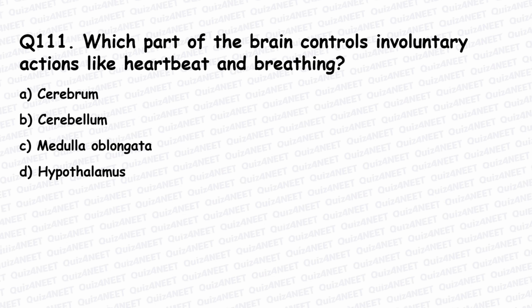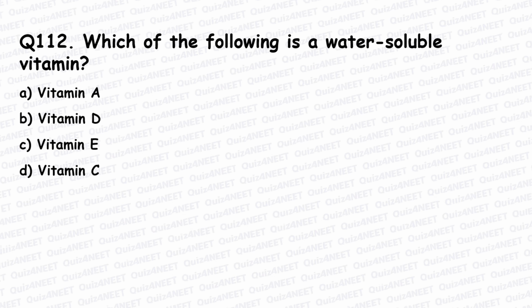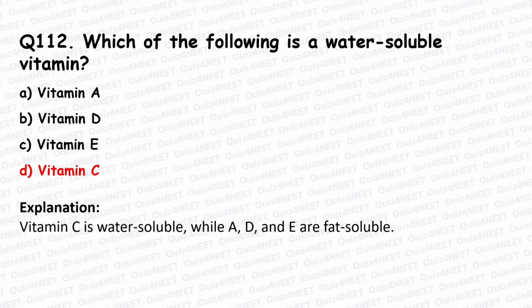Q111. Which part of the brain controls involuntary actions like heartbeat and breathing? A. Cerebrum, B. Cerebellum, C. Medulla oblongata, D. Hypothalamus. Answer C. Medulla oblongata. Explanation. The medulla oblongata controls involuntary activities like heartbeat and respiration. Q112. Which of the following is a water-soluble vitamin? A. Vitamin A, B. Vitamin D, C. Vitamin E, D. Vitamin C. Answer D. Vitamin C. Explanation. Vitamin C is water-soluble, while A, D, and E are fat-soluble.